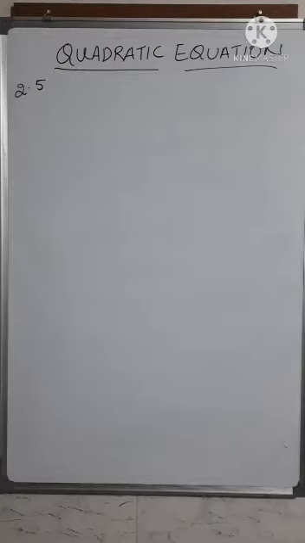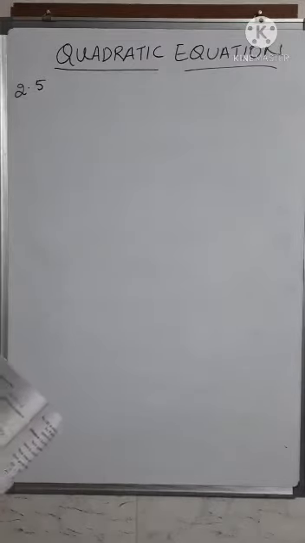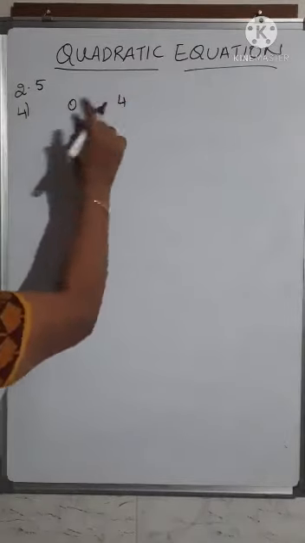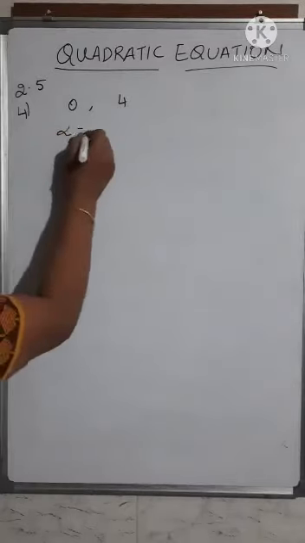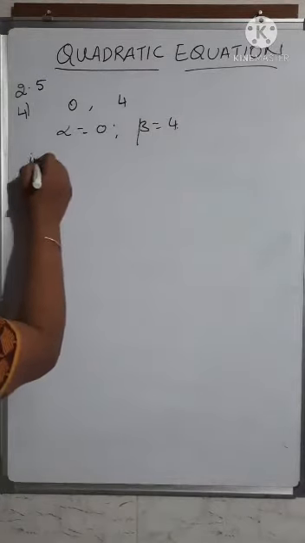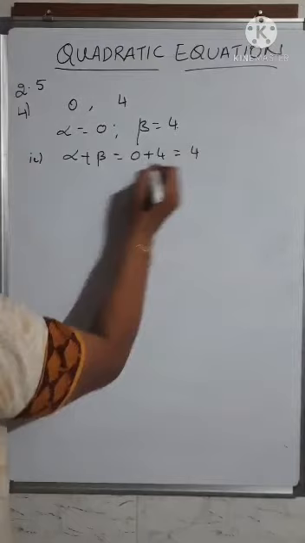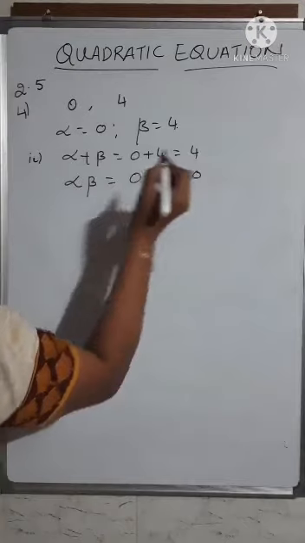Question number 4. Form the quadratic equation from the roots given below. So two roots are given, you have to form the quadratic equation. 0 and 4. So these are the two roots given. So using those two roots, you have to obtain the quadratic equation. So we'll consider alpha as 0, we'll consider beta as 4. So first you have to find out alpha plus beta, which is 0 plus 4, which is equal to 4. Then find out alpha into beta, that is 0 into 4, which is equal to 0.